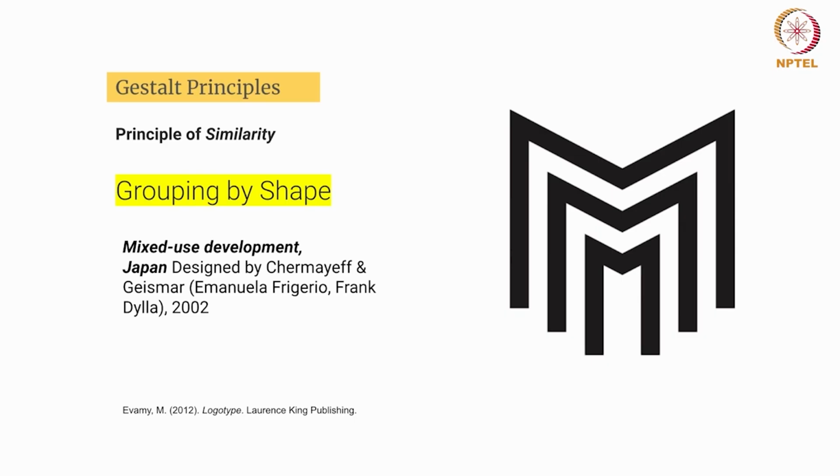This is a mixed use development organization in Japan. It was designed by Chair Mayev and Gizmar in 2022. Here you can see how the logo has been replicated using the same angular indent. The sizes are changing, but the shape seems to be almost similar, right? Although this is expanding, we are talking in terms of the shape of the stroke. The stroke shape has been similar and the angular indents are almost similar, right?